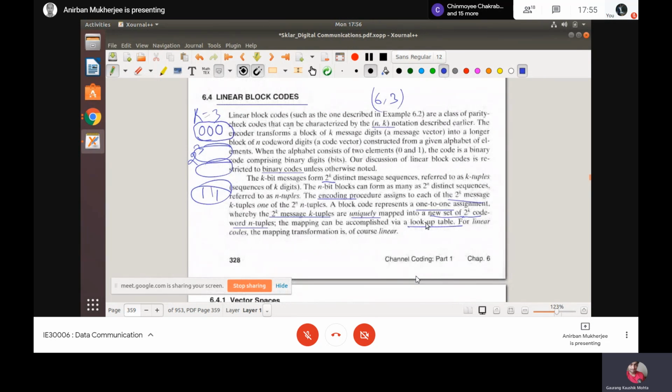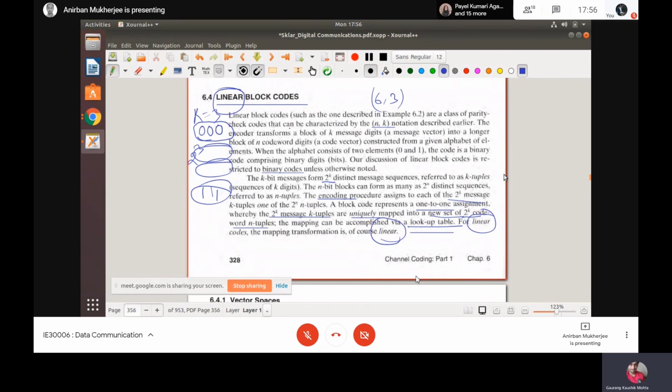Now this is accomplished by the mapping, which can be done by a lookup table. And this mapping is for linear code. Please remember, for linear code. I was talking about linear. What is linearity? I will come to it. For linear code, this mapping transformation is also linear. I will come to it.